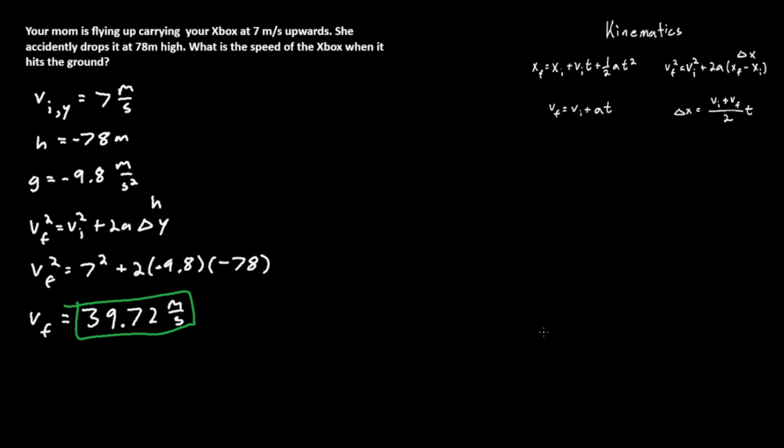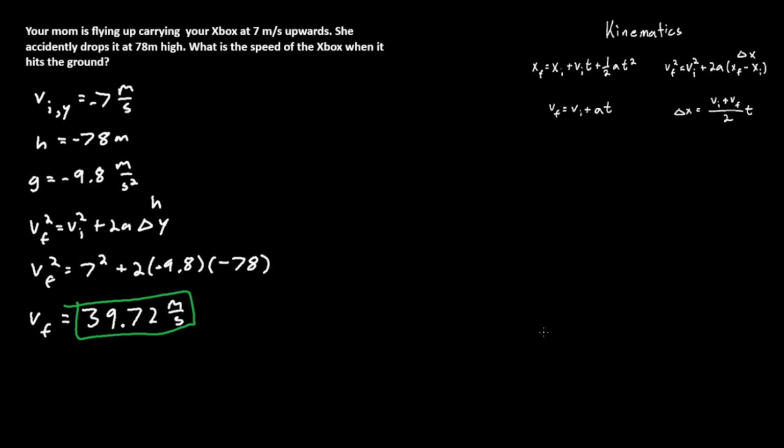What if she was flying downward at 7 meters per second? What would the final velocity be? What if your initial velocity was actually negative 7 meters per second? Well, due to the equation here, if you just put negative 7 squared, your answer will be the exact same. And why is that?